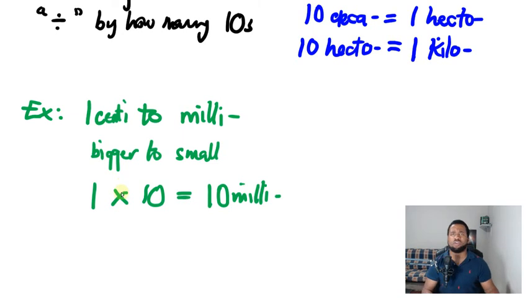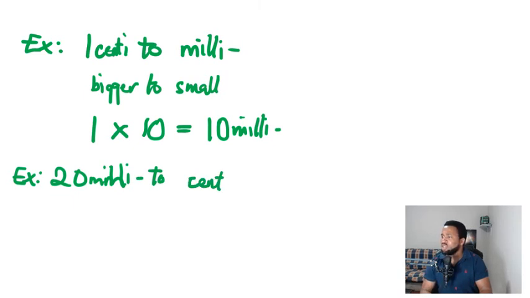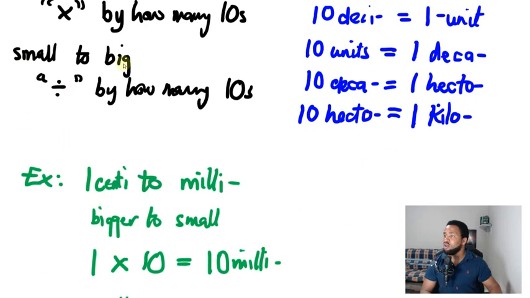How about you're asked to go the other way around? And in here we are asked, what if you're given 20? So example number 2 is, what if you're given 20 milli units, and we're asked to go to centi. And in here, the big question is, what is bigger? We're going from milli, which is smaller based on what we have here. We know that milli is smaller than centi, so we are going from, in this case, small to big.